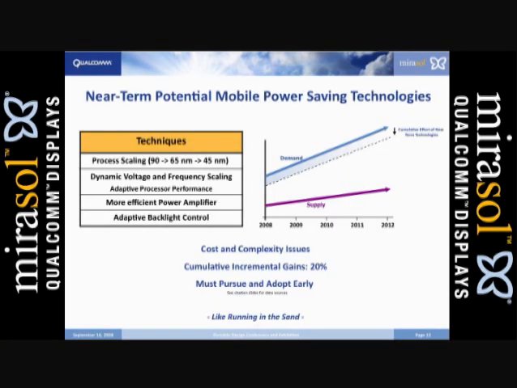Some of the near-term solutions that you're aware of today, there's process scaling. We've seen the benefits of that over the years. We've seen dynamic voltage and frequency scaling, basically an adaptive processor. We've seen more efficient amplifiers, and there will be more, and adaptive backlight control. These you're all familiar with. What I want you to take away from this is those are difficult. They're not just easy to get. They're complex, and they do add cost.